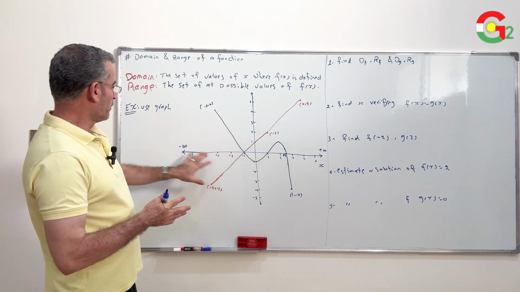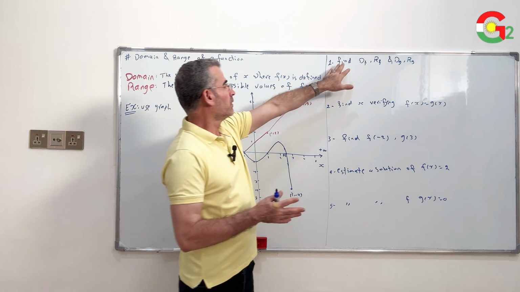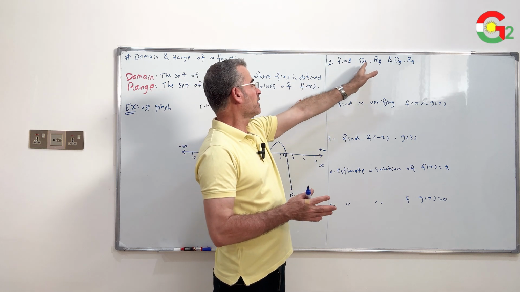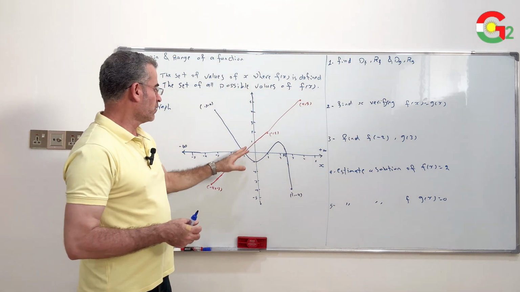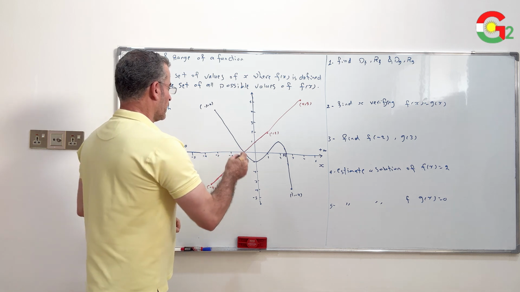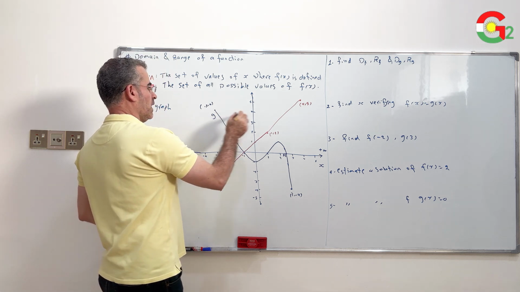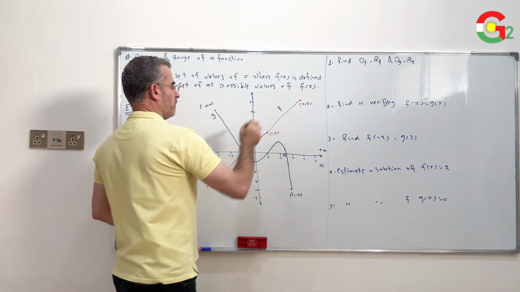For this example, the first thing needed is to find the domain and range of f, and the domain and range of g. This is the function g, and this is the function f.